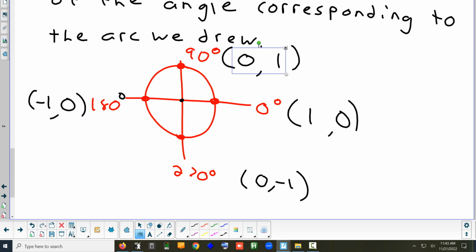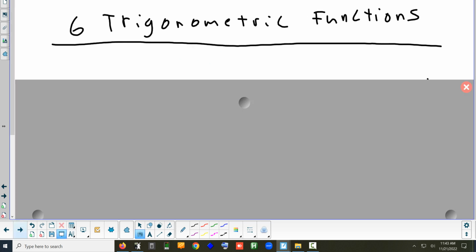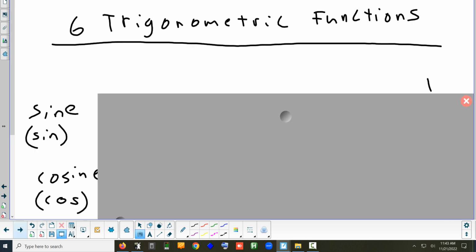So now the question is, what do you do with it? What do you do with the x value and what do you do with the y value? You plug them into different formulas. There are 2 out of the 6 trig functions, and the first 2 that are most common are sine and cosine.